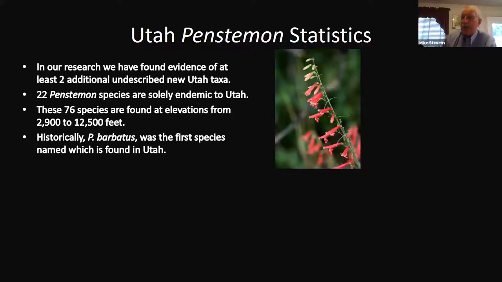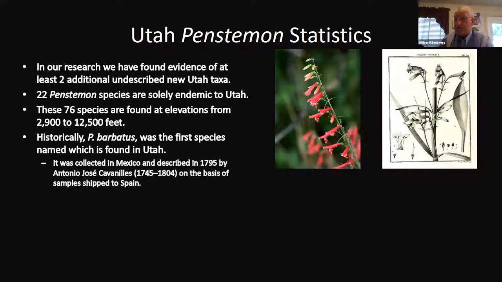Historically, Barbatus was the first species named which is found in Utah. Now, this species was not first discovered in Utah. They actually found it in Mexico. They collected it and sent it back to Spain. And it was described in 1795, but this species is found in Utah. The graphic over on the far right is the original drawing of that out of the 1795 publication.